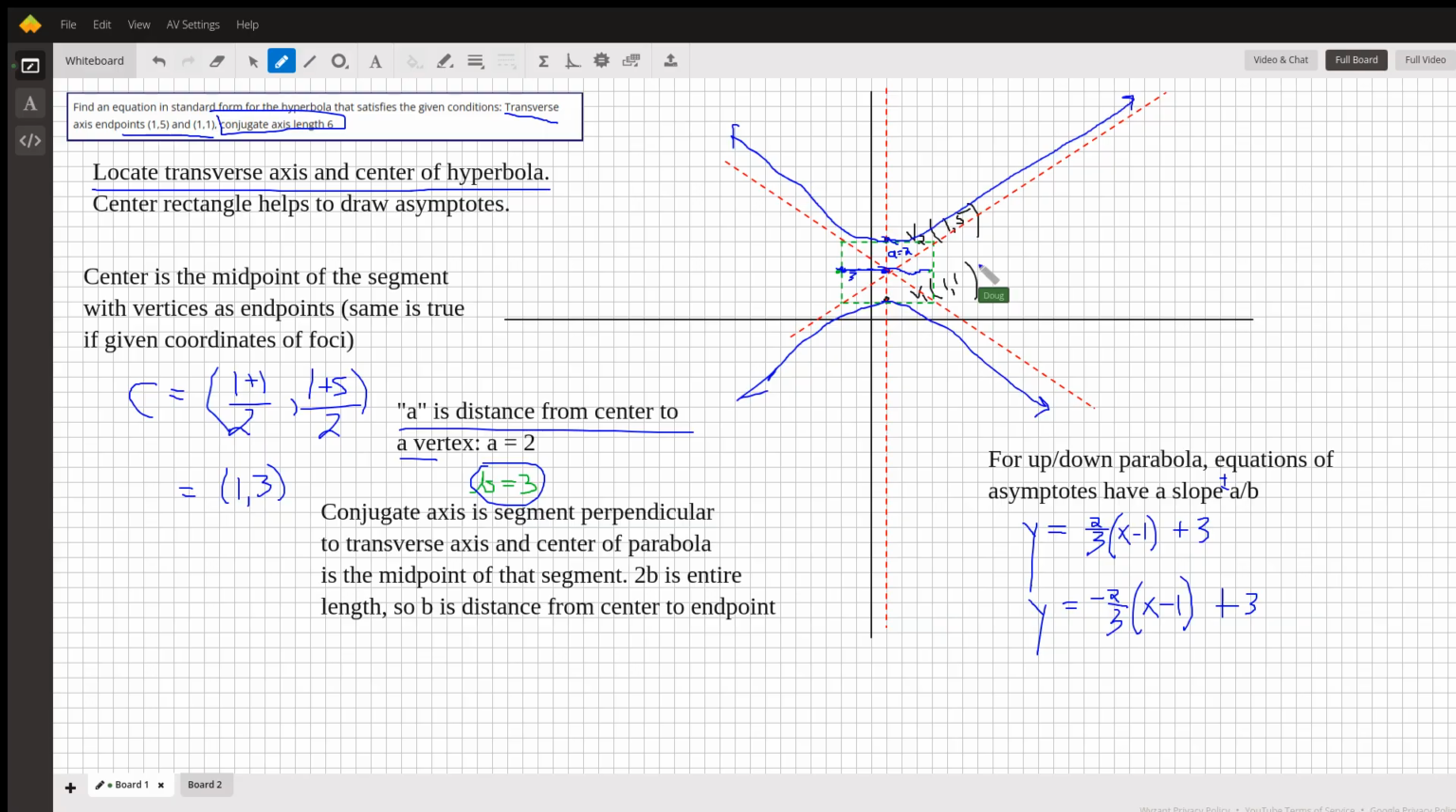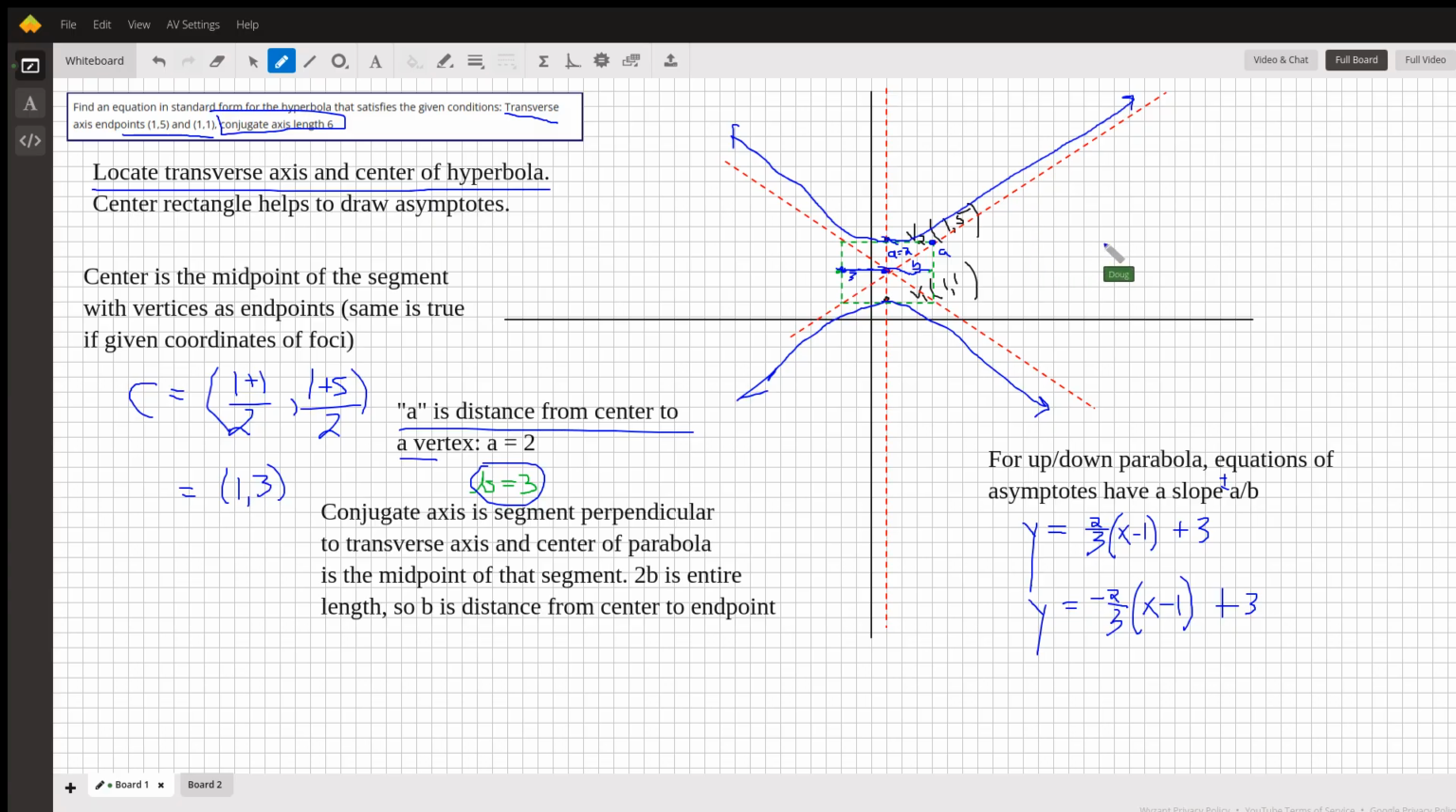Now it turns out there's two other points that might be of interest. And that is, oh, by the way, if this is a and this is b, the slope of the line passing through this point and the center is a over b. For left and right opening hyperbolas, the slope of that asymptote is b over a instead of a over b.